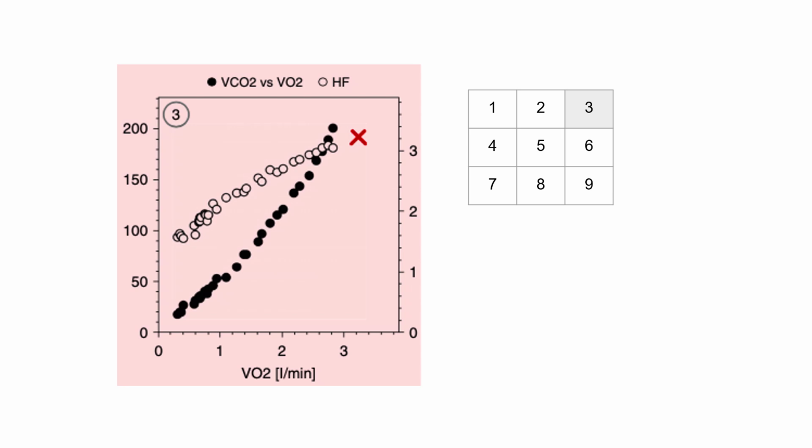Now we're going to look at panel 3, focusing on heart rate to VO2. You can ignore the black circles, which are looking at VCO2 to VO2. That is known as the V-slope method for determining the anaerobic threshold. The red X, which you can see here, indicates the predicted maximal heart rate, and so based on the trajectory towards it, you can see where they fall.